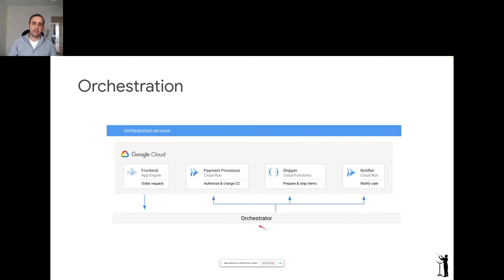And once you do that, you might be receiving the orders again from the front end, just like before. Then the front end calls the orchestrator and says, okay, I received a new order. That kicks off an orchestration. Then the orchestrator will look at its rules and say, okay, I'll call the payment processor with these values, get the result back, and I'll call the shipper, get the result back, and I'll call the notifier, get the result back, and so on and so forth.